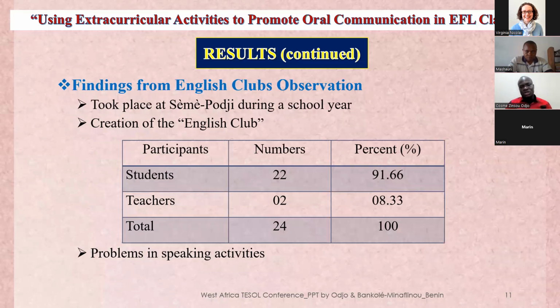Now, the findings from the English club observation. This was a specific case that we did during the data collection, and it took place at Semenkuji during the school year, where we participated in the creation of an English club. At that time, we had 20 students and 2 teachers, altogether 24 members for that English club at the very beginning. And we noticed that the participants at that moment had problems in speaking activities, because it had been a long time since they had the opportunity to speak or practice the language.